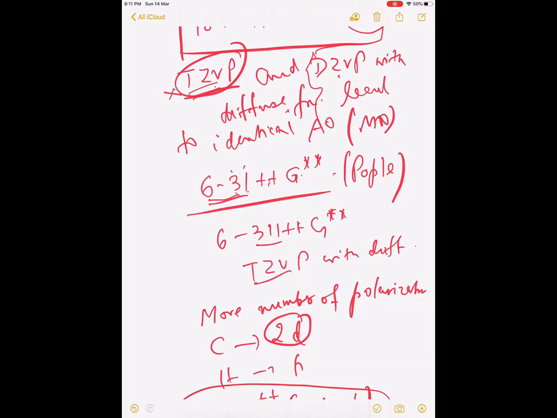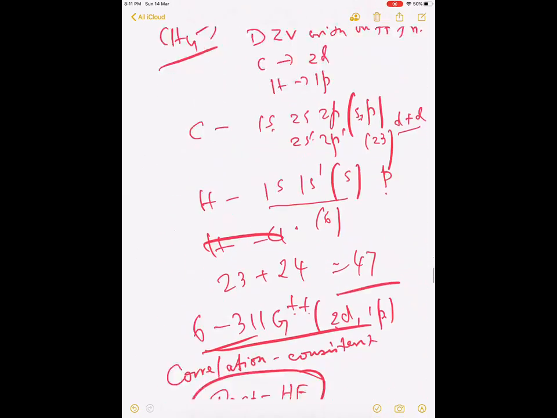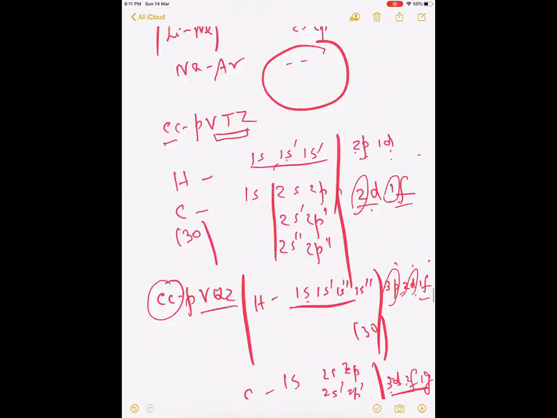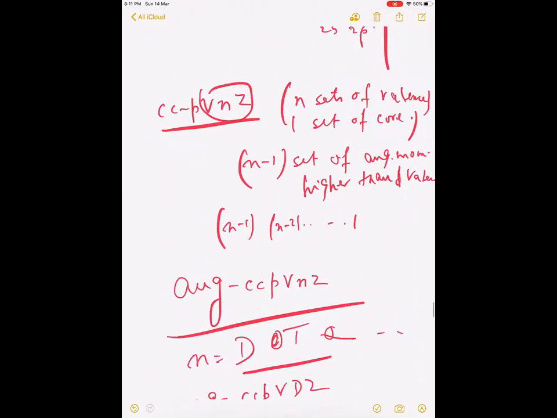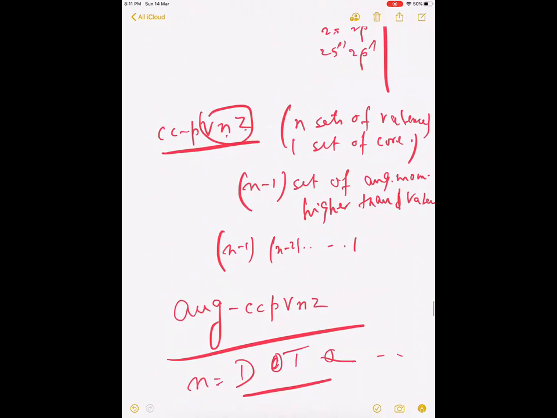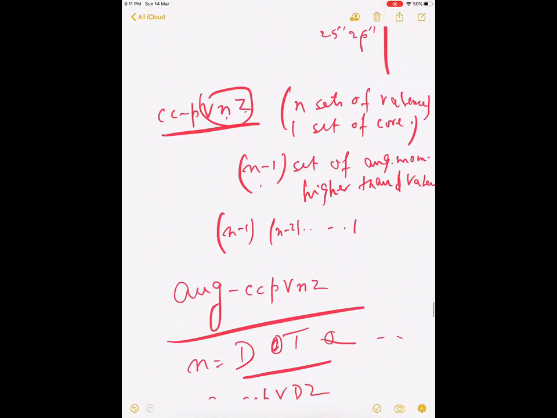So you must understand. If you use the correlation consistent nomenclature of cc-pVDZ, you already know that the valence has n number of zeta functions. And then you have n minus 1 sets of angular momentum higher than the valence. For each of them, it goes n minus 1, n minus 2, up to 1. And then you can calculate. So this is somewhat easier.